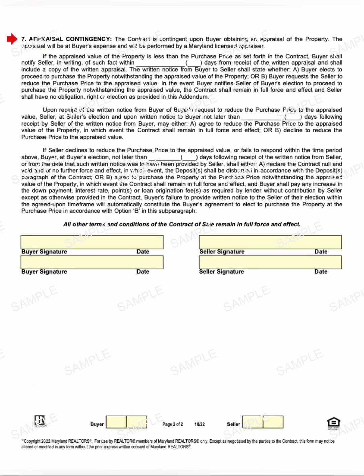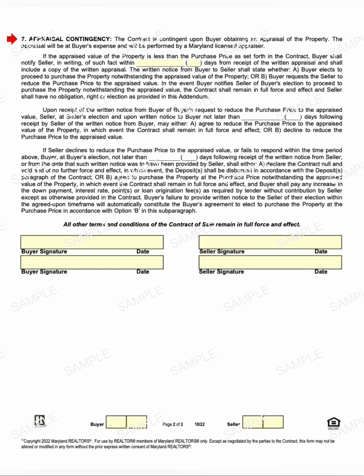7. Appraisal contingency. The contract is contingent upon buyer obtaining an appraisal of the property. The appraisal would be at the buyer's expense and performed by a Maryland licensed appraiser. So it's important that the appraiser is licensed, and this will be at the buyer's expense. If the appraised value of the property is less than the purchase price as set forth in the contract, buyer shall notify seller in writing of such fact within, we generally recommend, very promptly, like 2 or 3 days, because we want to get information across to each individual party as fast as we can, because then they can make an informed decision. So let's say, to be safe, 2 days.